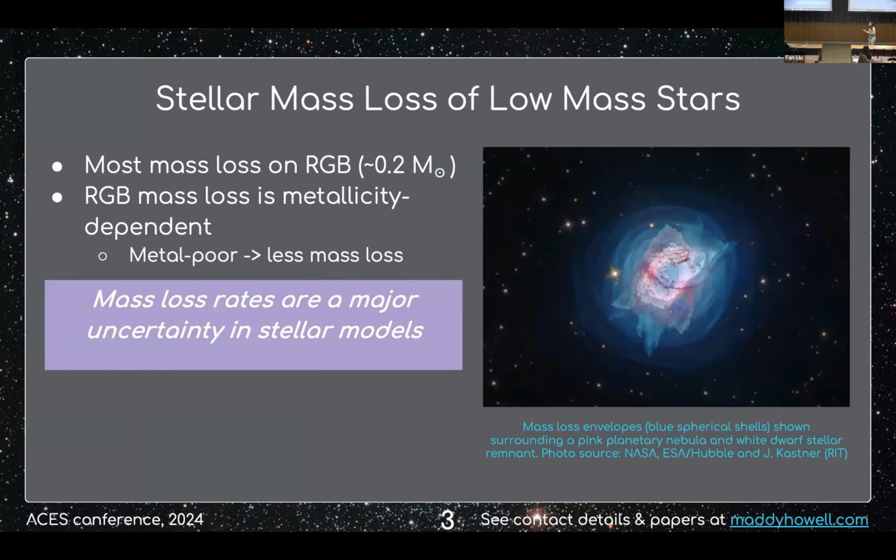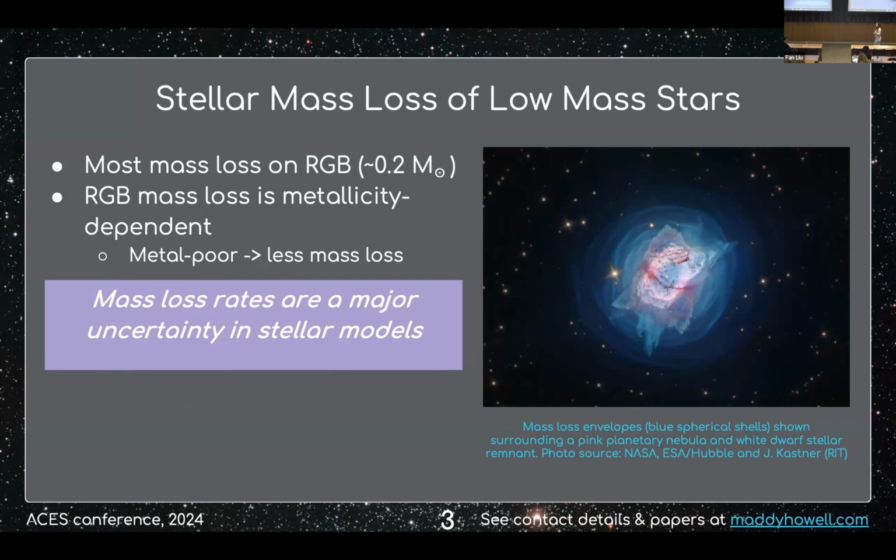Stellar mass loss for low mass stars. For my globular cluster type stars, the majority of the mass loss is actually on the red giant branch, where they can lose about a quarter of their total mass. This RGB mass loss is thought to be metallicity dependent, so metal poor stars lose less mass compared to their metal enriched counterparts. And that is something that I did want to test within my study.